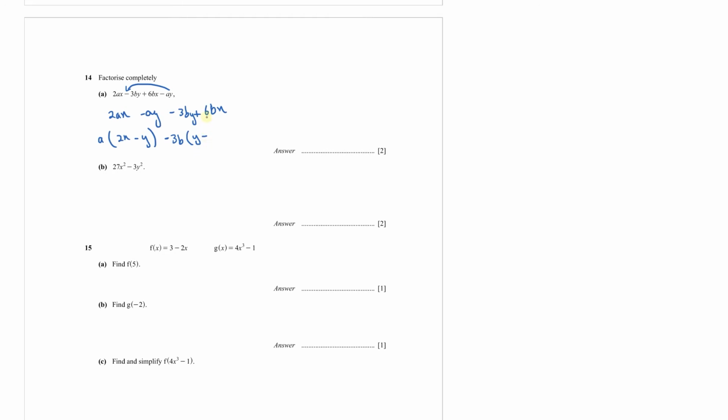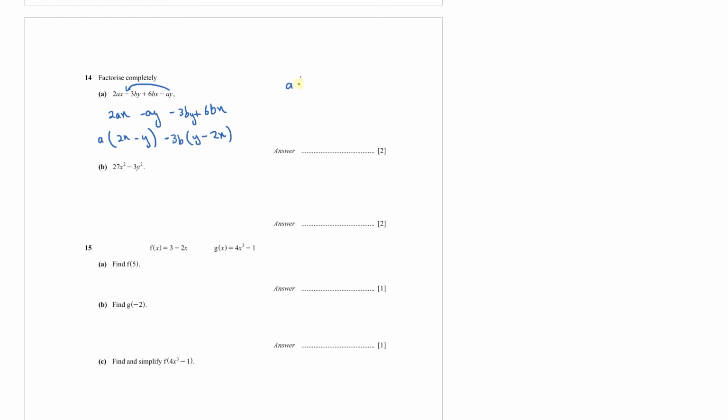Minus, and then if I take 3b common, I will get y minus 2x. So here I have 2x minus y, but here I have y minus 2x. So the signs are opposite. What I can do is change the sign outside. I can make this plus, and then I'll have to change the signs inside as well. That way I will have 2x minus y here and 2x minus y here as well.